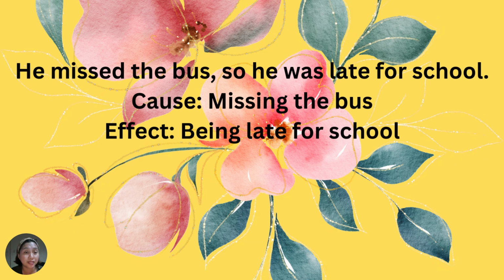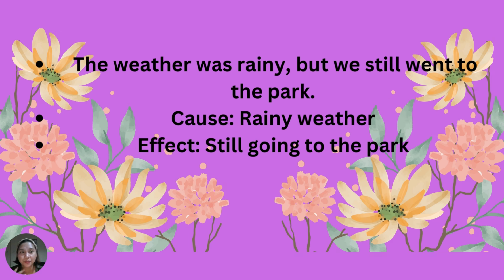He missed the bus, so he was late for school. So the cause there is missing the bus, and the effect is being late for school. So, in other words, because he missed the bus, the result is he was late for school. See, in every action, there is always a result. Okay, so another example so that you can really master the cause and effect skill.